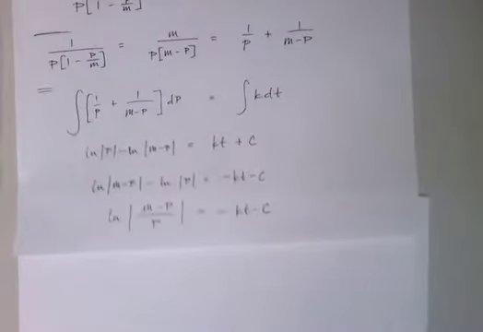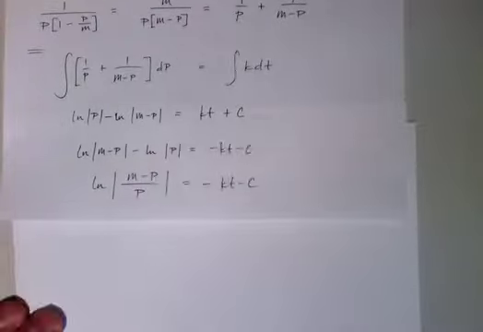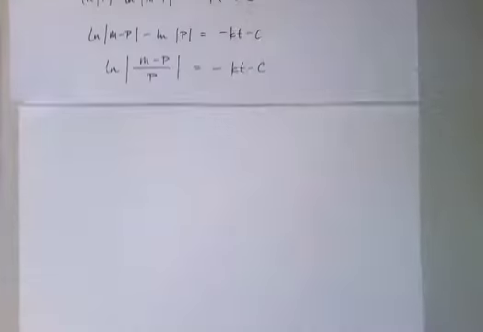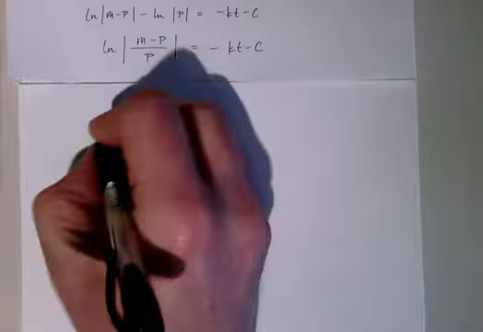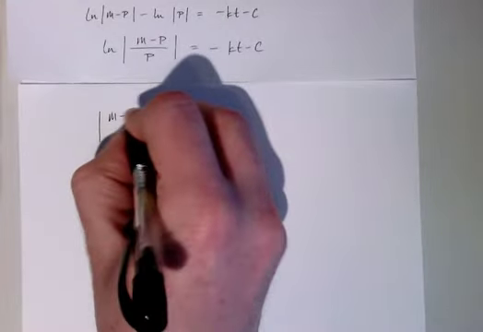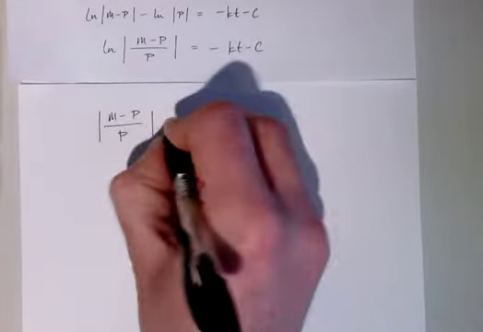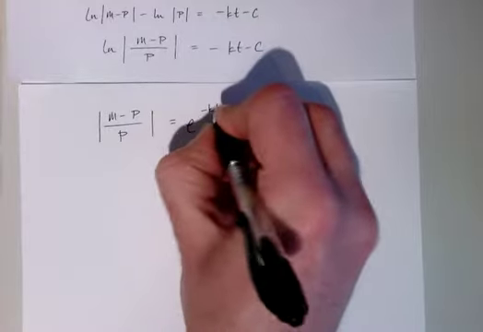So let's start right there. Okay, so let's go ahead and exponentiate both sides. (m minus p) over p is equal to e to the negative kt minus c.